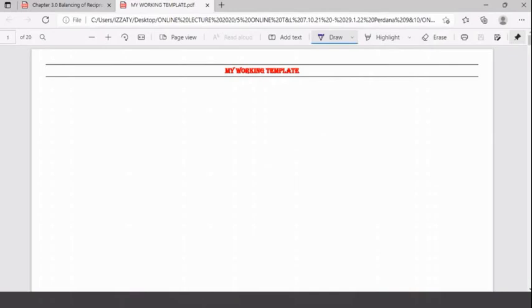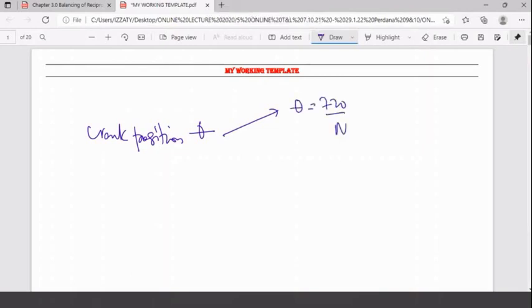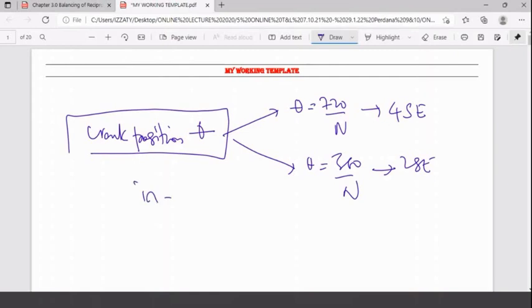So we start with the crank position. Remember, the crank position is typically theta. It is no longer what you had earlier: theta equal to 720 by n for the 4-stroke engine, and theta equal to 360 by n for the 2-stroke engine. This belongs to the inline engine. We are not going to do this one anymore.